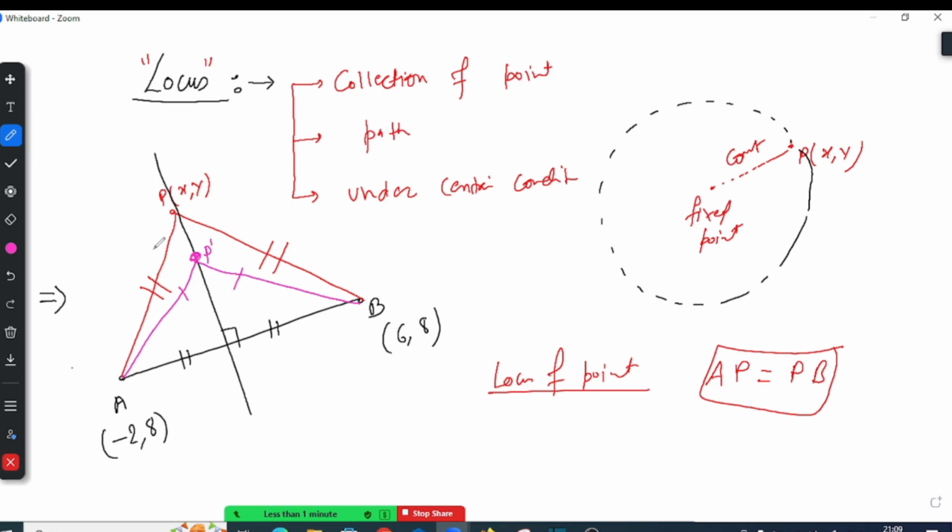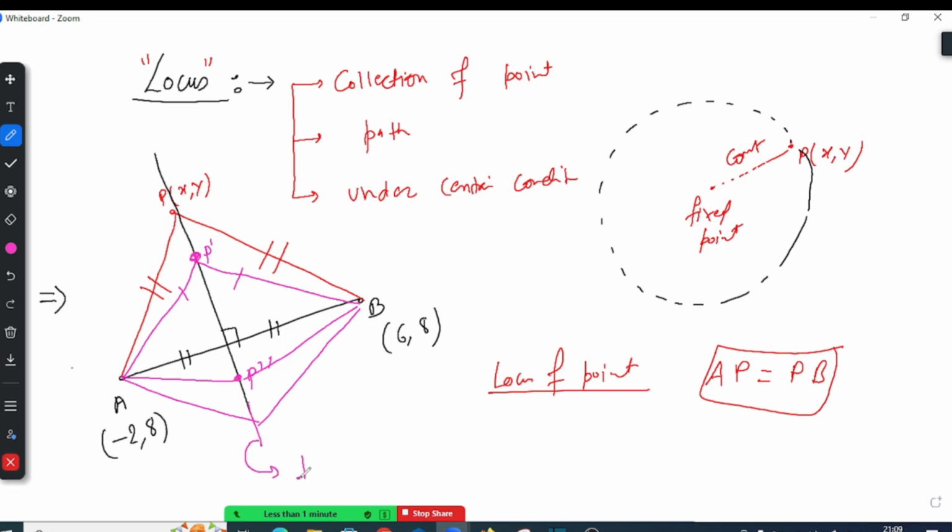I'm not saying AP is equal to AP dash. I am saying AP dash is equal to BP dash. Let us suppose point P moves here. So still this condition will be satisfied. Are you getting this point, Rishit? So it means you can select any point on this perpendicular bisector line.